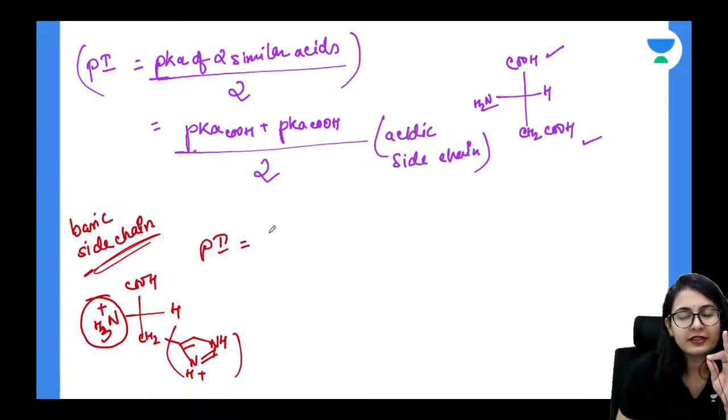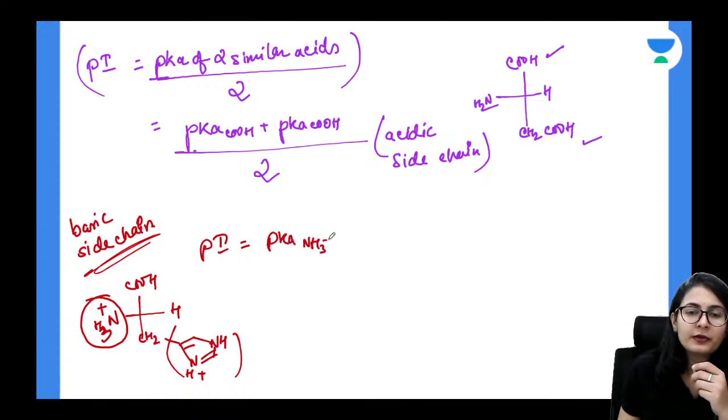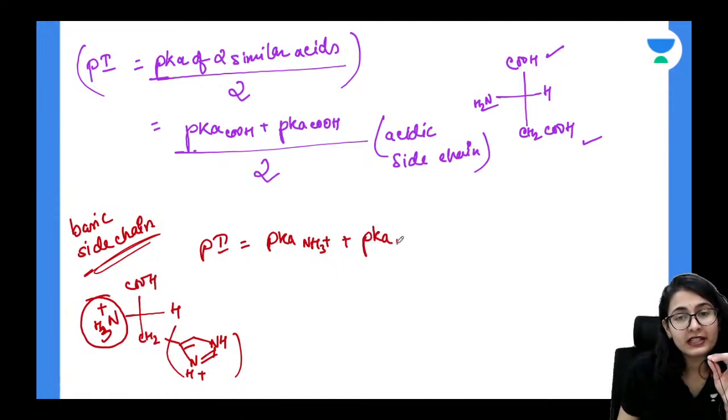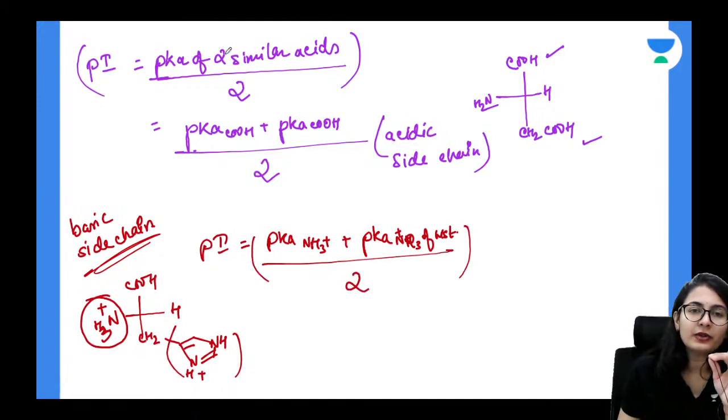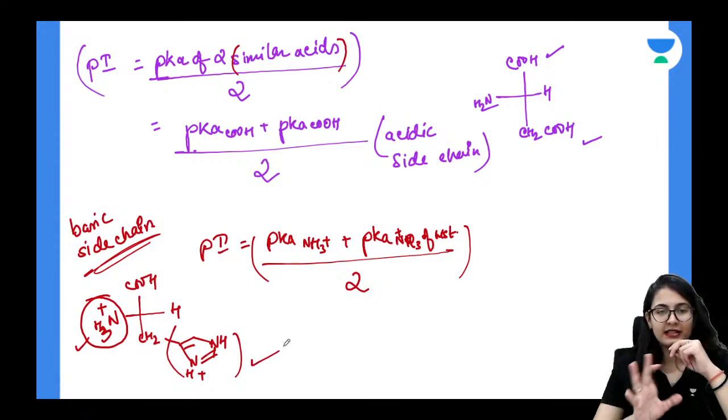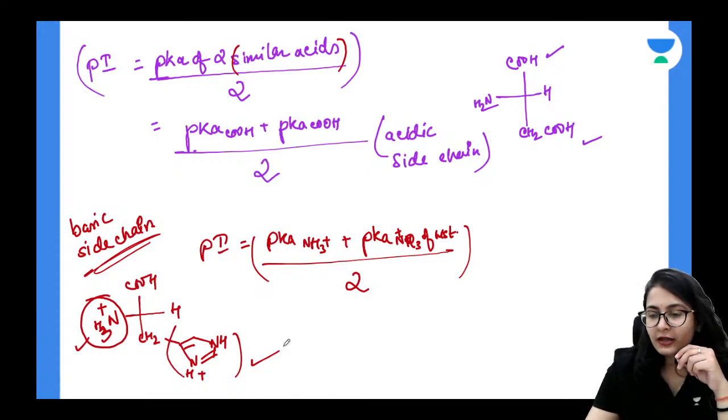So the pKa, or your isoelectric pH, is the pKa of the two similar acids divided by 2. So which ones will we take? The pKa of the ammonium group plus the pKa of the other ammonium group of the histidine, NR3 positive, divided by 2. It means we are going to consider similar acids. Now which are the similar acids here? Both of the ammonium ions are similar acids. Okay, please write this down. We will do the calculation.